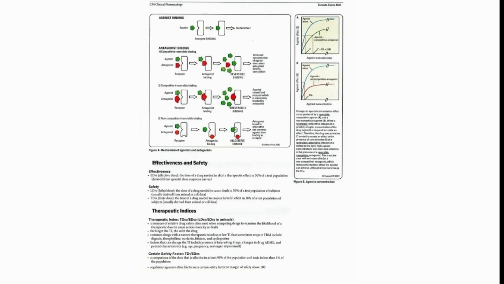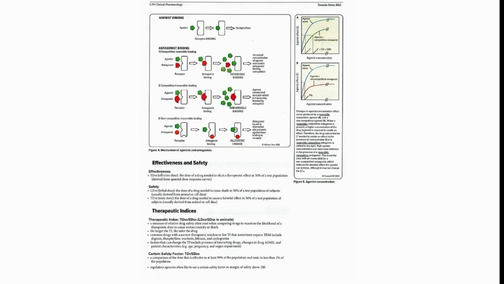When a reversible competitive antagonist is added, the curve shifts to the right. This means a higher agonist concentration is required. Potency decreases and EC50 increases, and maximum efficacy remains unchanged. This rightward shift is the hallmark of competitive reversible antagonism.